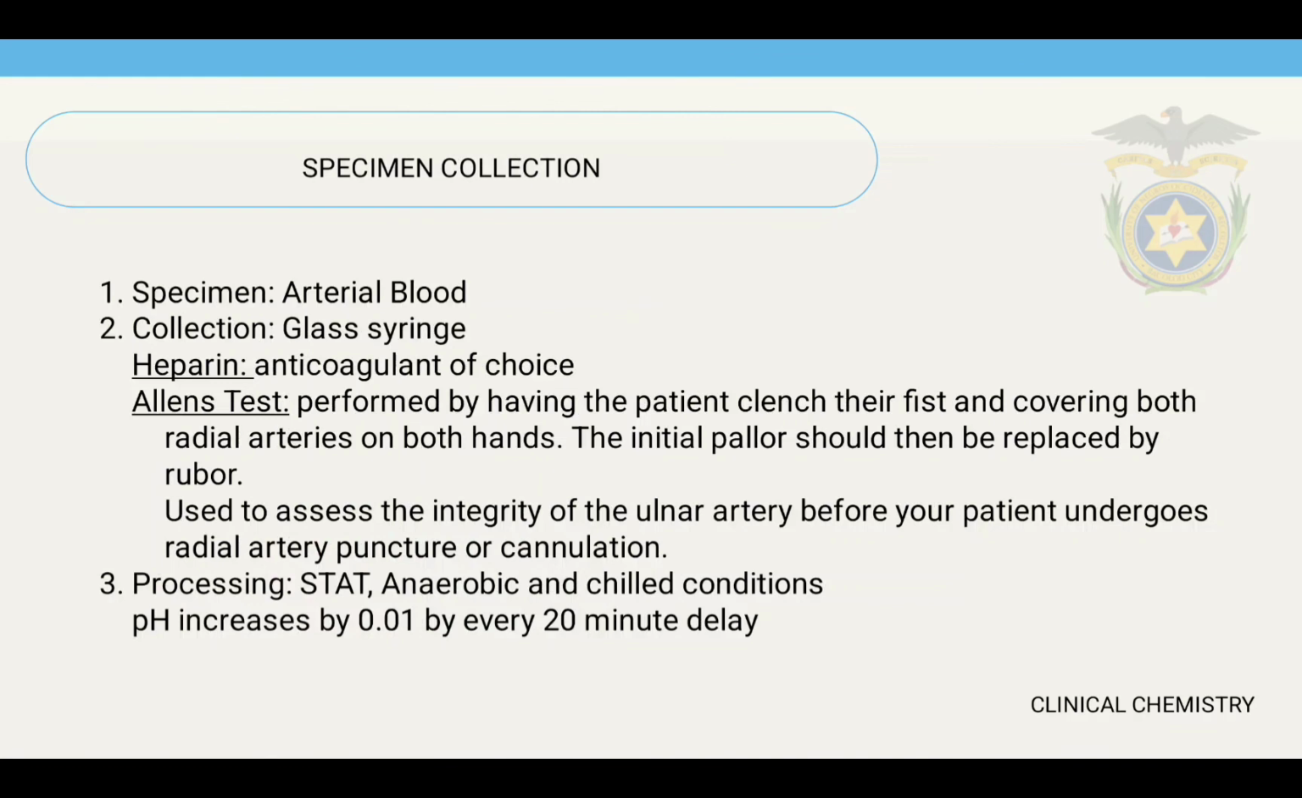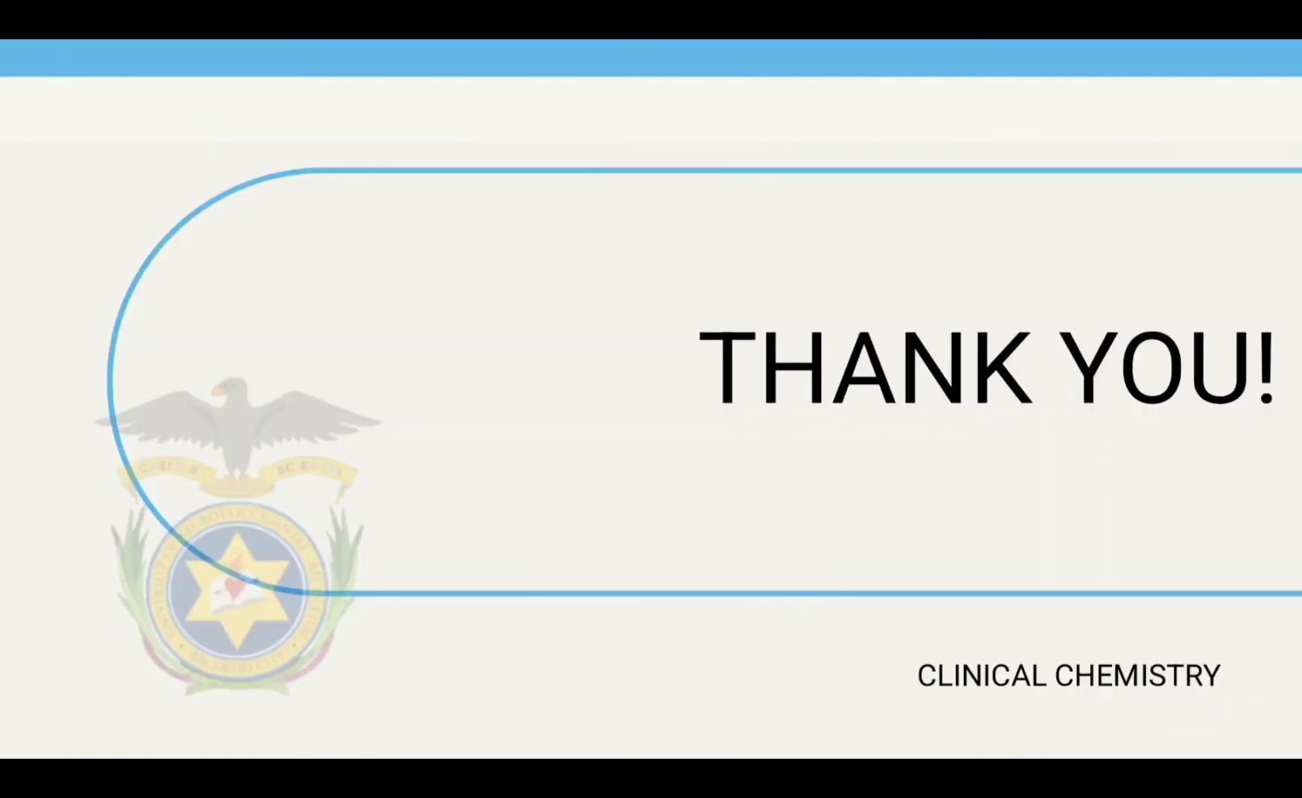For the specimen collection, use arterial blood collected using a glass syringe with heparin. Take note that heparin is the anticoagulant of choice when performing your ABG. Always note to perform Allen's test to assess the integrity of the ulnar artery before your patient undergoes radial artery puncture or cannulation. Your Allen's test can be performed by having the patient clench their fist and covering both radial arteries on both hands. The initial pallor should then be replaced by rubor or redness. Process your specimen stat, keep it in anaerobic condition and chilled as well, because pH increases by 0.01 for every 20-minute delay. And that's my last topic for your clinical chemistry.